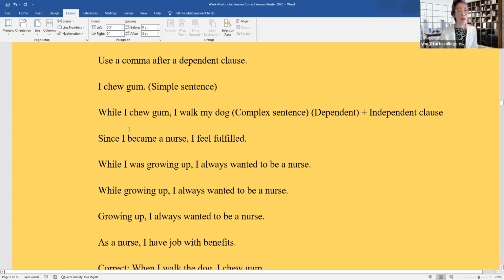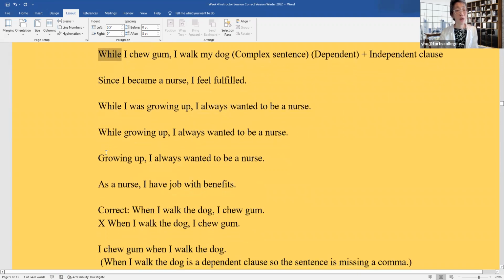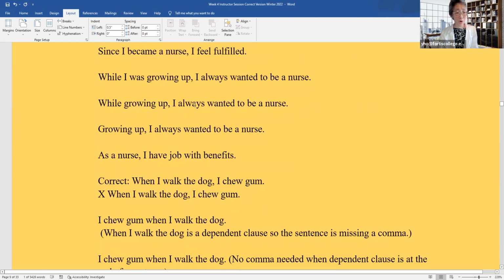So here, while I chew gum, it's a complex sentence because you have a dependent clause and an independent clause. You put the two together and it's a complex sentence. And you can't have one without the other, because as soon as you have a subordinating conjunction, like while or since, that's what makes the sentence incomplete. That's why you have the word subordinating. It subordinates one sentence to the other, okay? Since I became a nurse, I feel fulfilled. While I was growing up, I always wanted to be a nurse.